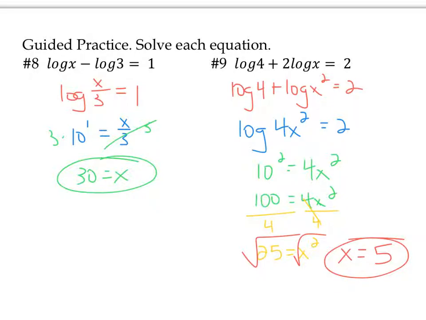How do I get it down to an equation that I can solve more easily, like 10 squared equals 4x squared, or 10 to the first equals x over 3, or I have 3 to the 2x equals 3 to the 5x minus 8, and then I can set the exponents equal to each other and give myself an equation to be able to solve.